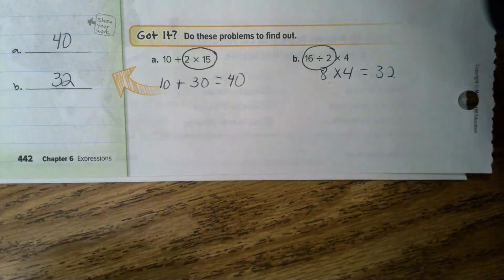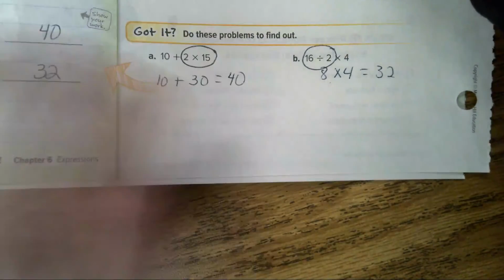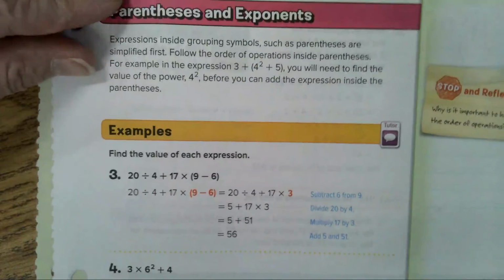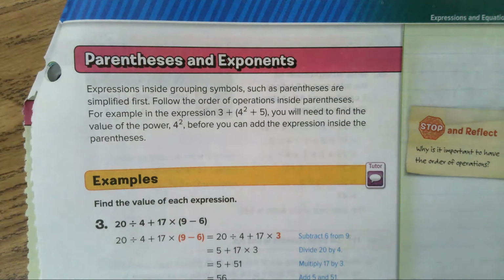Now let's go to the next page. Any questions on those? All right. Our next page, 443, we're going to put some parentheses and exponents in our expressions here. It says expressions inside grouping symbols, such as parentheses, are simplified first.